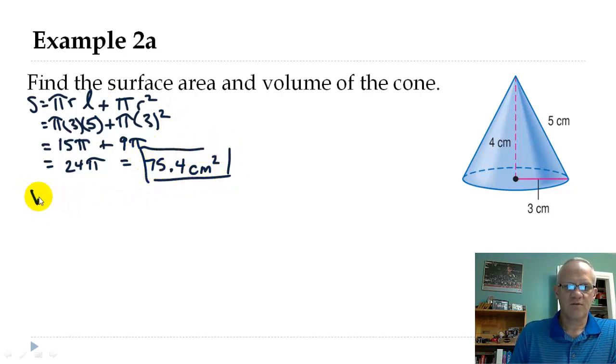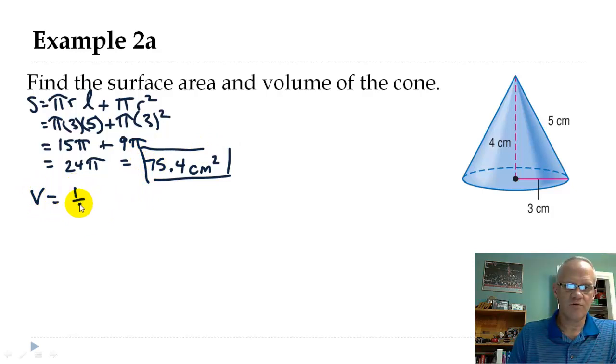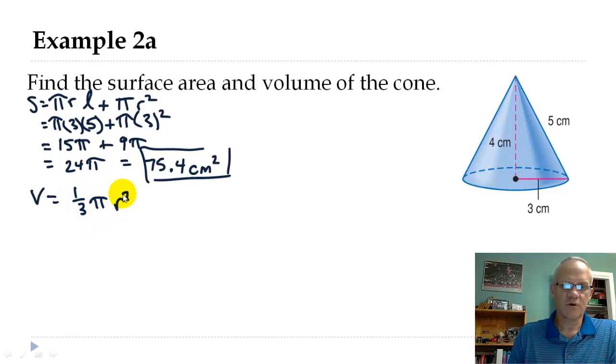Okay? And then the volume of a cone would be 1/3 pi r squared h. So we'll plug that stuff in. So 1/3 pi, again our radius is what? 3. And the height, now the height is, this is L over here, remember 5 is L, so the height is this one, 4.